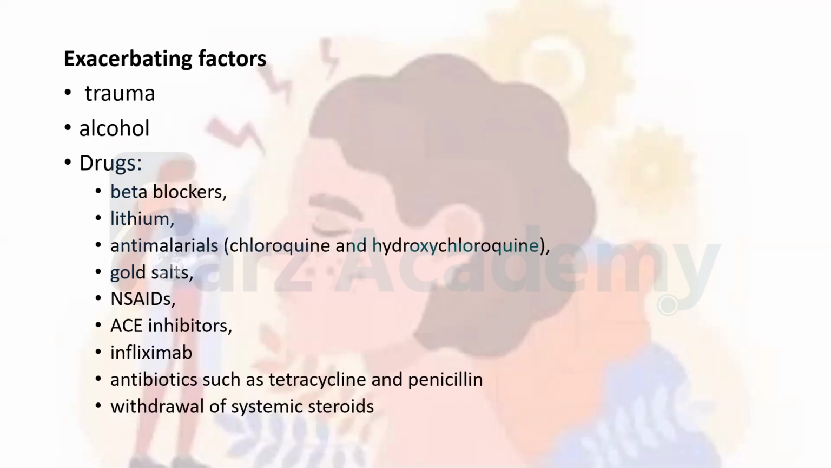The other important factor is what are the things that can exacerbate psoriasis? Trauma, alcohol, and drugs. You will have to remember all the drugs, because whenever you get a history that the patient is on a medication and the rash has been exacerbated, the main treatment will be to stop the offending drug. The drugs are beta blockers, lithium, antimalarials, gold salts, NSAIDs, ACE inhibitors, infliximab, antibiotics like tetracyclines and penicillins, and sudden withdrawal of steroids can also exacerbate psoriatic lesions.